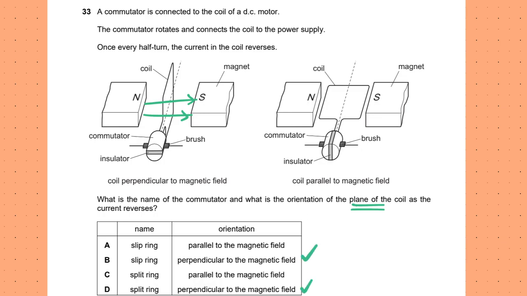And what's the name? The name of these is split ring. How can you memorize this? It's because in this case the ring is actually split. It's in two parts. In slip rings, in an AC generator, it's the entire ring, one full piece. But here it's broken, right? So the ring is split.